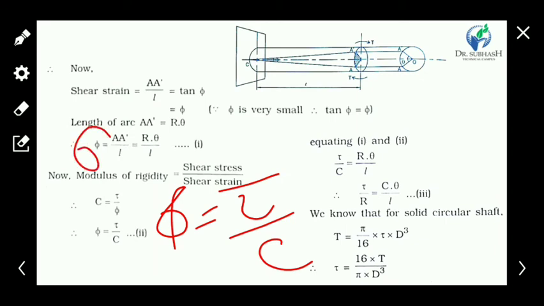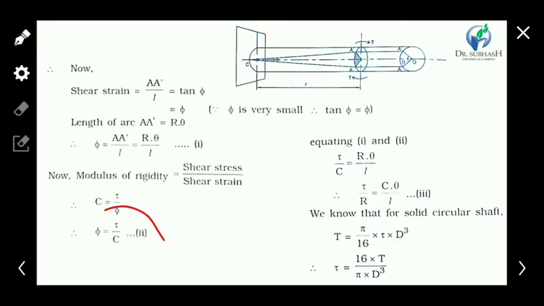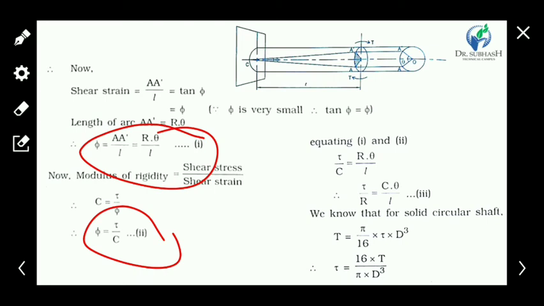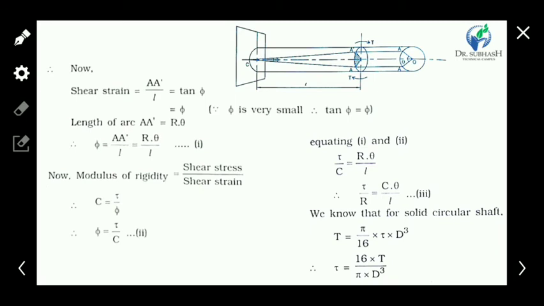So now we have two values of phi, from equation 1 and equation 2. Comparing both values of phi, r theta upon L and tau upon C. Now interchanging r and C, so C goes to the right side and r goes to the left side. Tau upon r is equal to C theta upon L, and this is defined as equation 3.